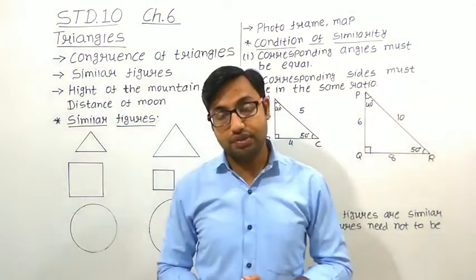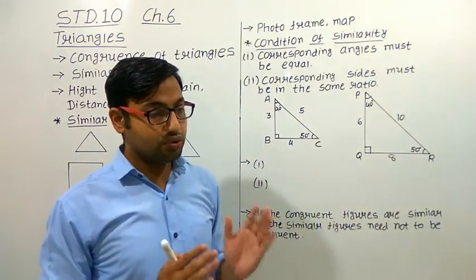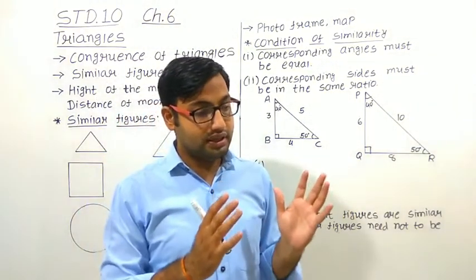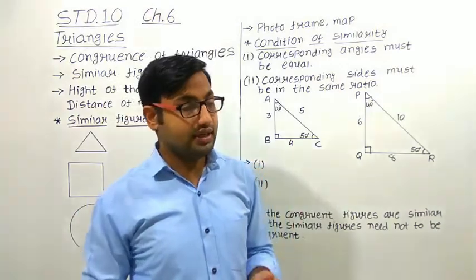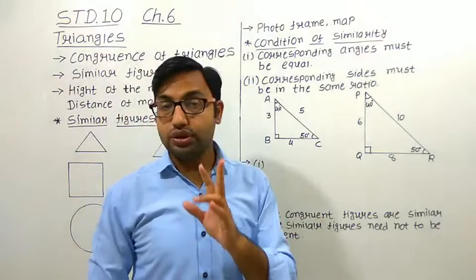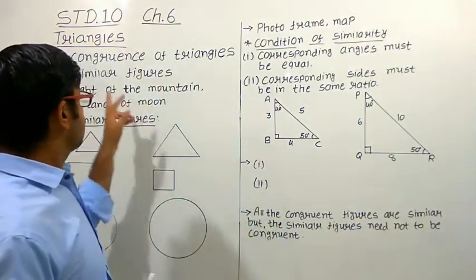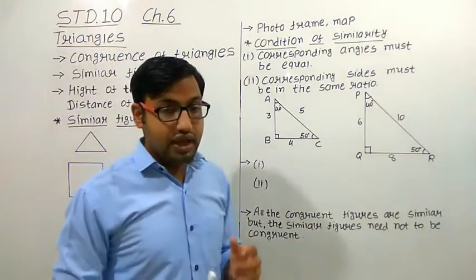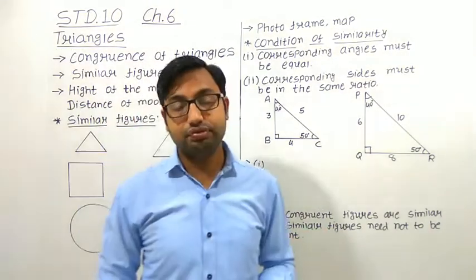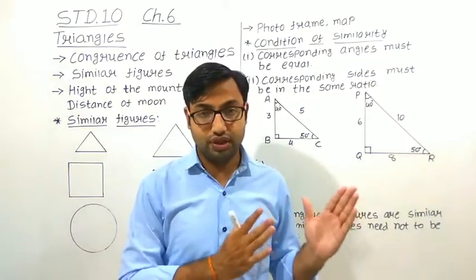Similar figure means it is not necessary that the two figures we are considering have all their properties equal. Like in congruence, all the angles must be equal and all the sides must also be equal. But in similarity, all the angles must be equal and all the sides are in proportion, in the ratio.